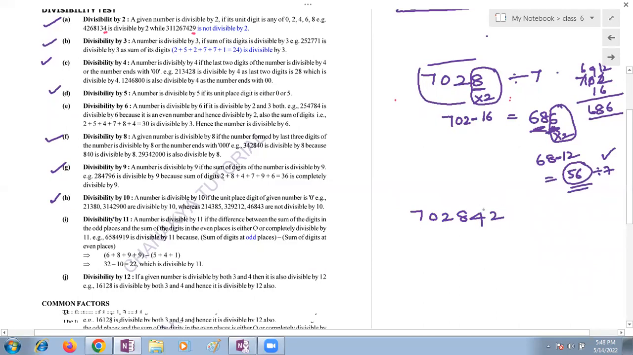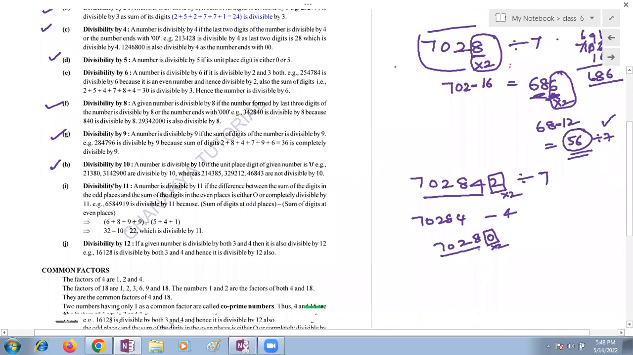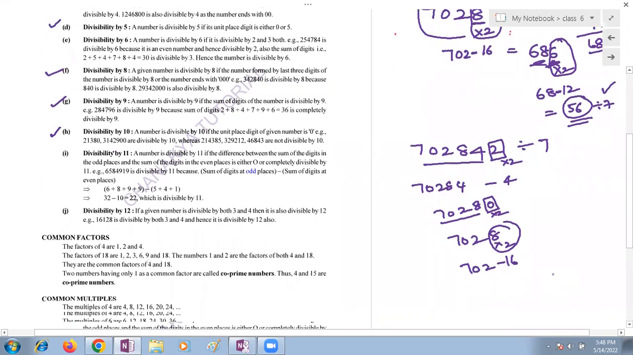You see, children, this number is divisible by 7 or not. First, what I said, children. Units place, last digit. Ma'am, it will be 4. You just subtract from the rest of the digits. Ma'am, it will be 70280. Now, last digit make as a twice. Ma'am, it will be 16. 702 minus 16.